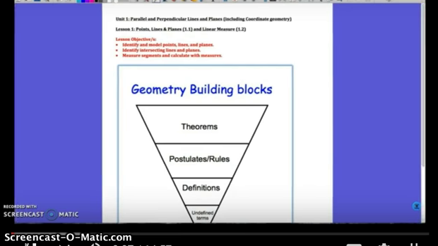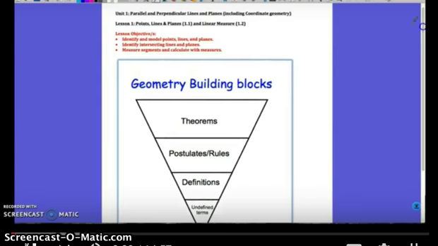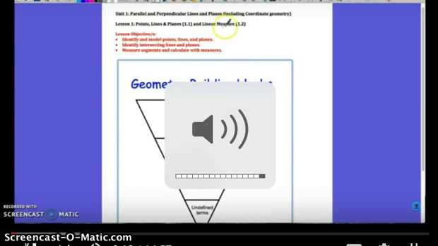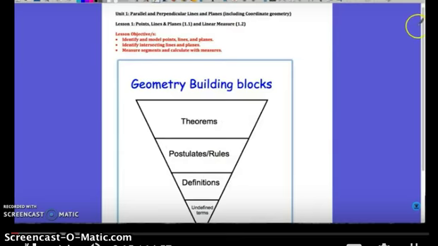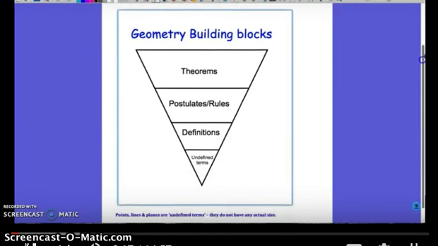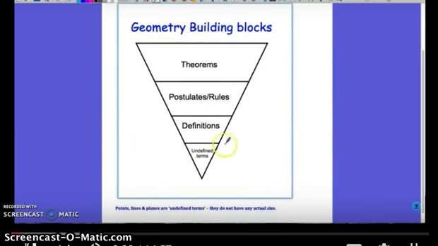Our focus for today is going to be on points, lines, and planes, and specifically also on how to apply these for linear measure. So what I'm going to do is start by giving you a very quick explanation of this upside down triangle and what we're intending to get you to understand by that. And so really we're looking at the building blocks of geometry, and the foundation of the building blocks of geometry are actually points, lines, and planes.